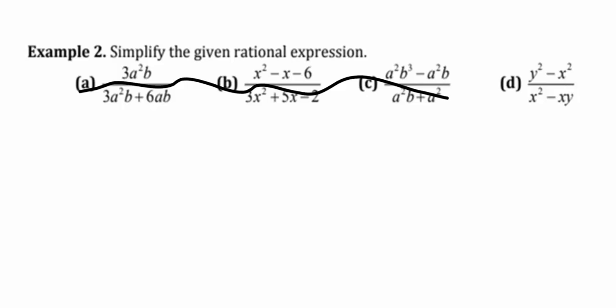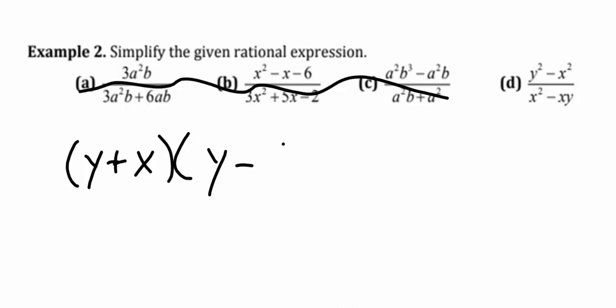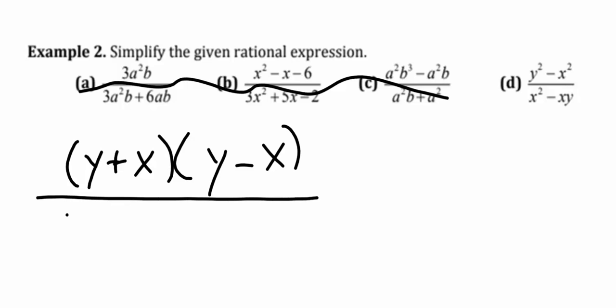All right, so our numerator there, we've got another difference of squares, y squared minus x squared. So that would factor to y plus x times y minus x. Oh, it's ugly y. Let me fix that. All right, in our denominator, they share an x. So let's factor out that x and see what we get. So we're left with x minus y.